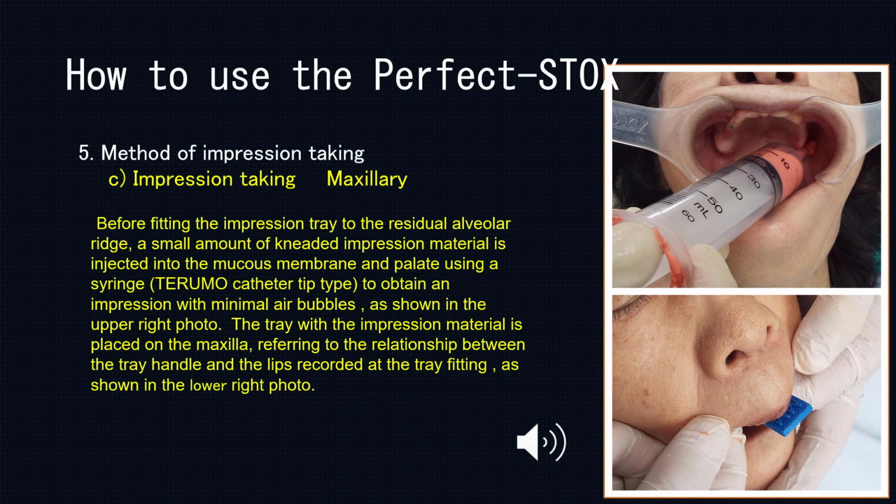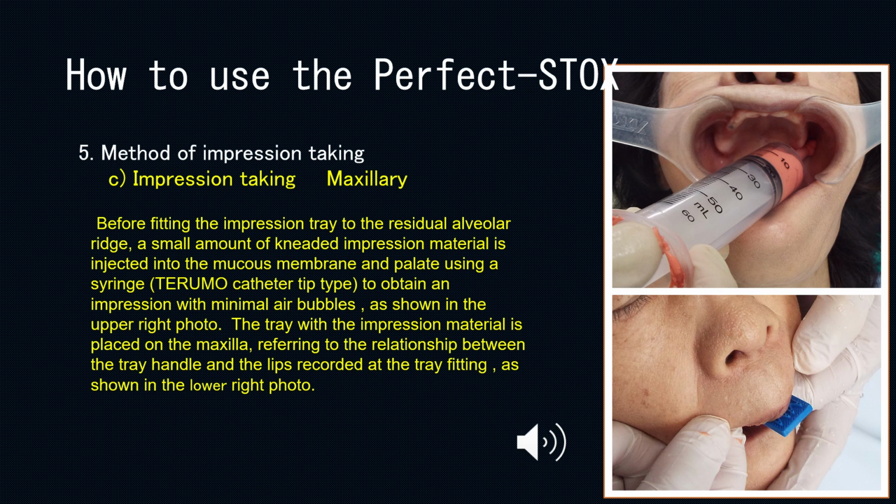5. Method of impression taking. C. Impression taking. Maxillary. Before fitting the impression tray to the residual alveolar ridge, a small amount of needed impression material is injected into the mucous membrane and palate using a syringe, Terumo catheter tip type, to obtain an impression with minimal air bubbles, as shown in the upper right photo.